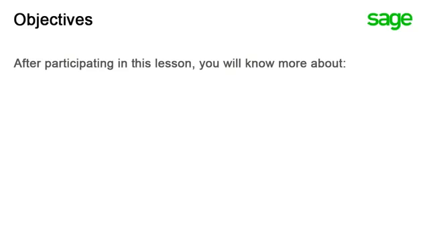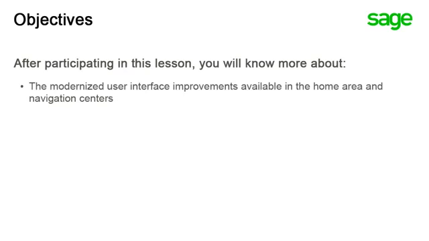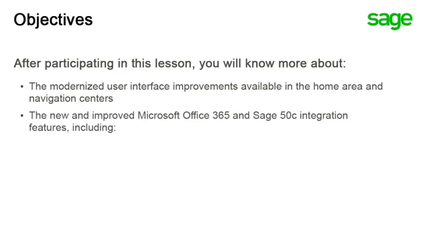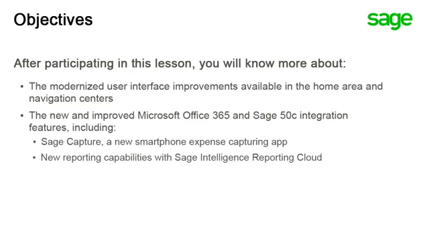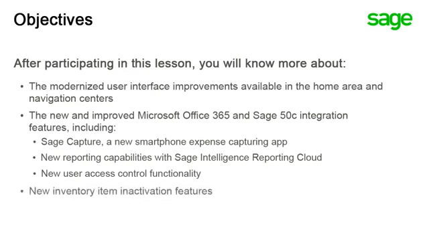After participating in this lesson, you will know more about the modernized user interface improvements found in the home area and navigation centers, the new and improved Microsoft Office 365 and Sage 50C integration features, including Sage Capture, new reporting capabilities with Sage Intelligence Reporting, and new user access control functionality. You'll also learn about new inventory item inactivation features and other new features and enhancements.